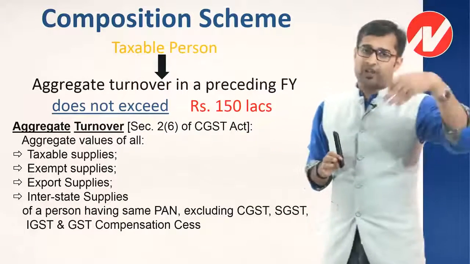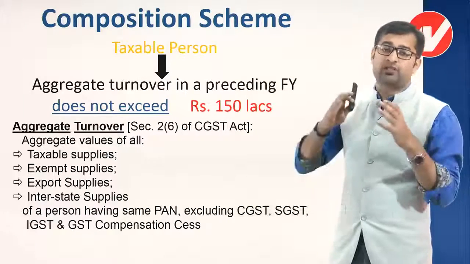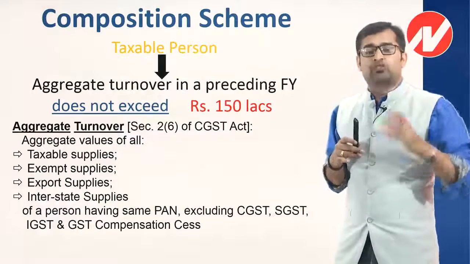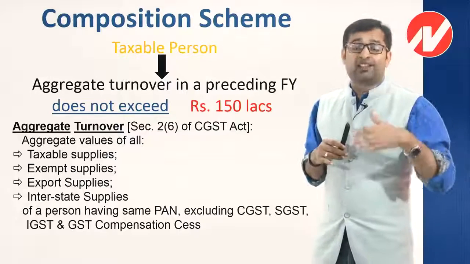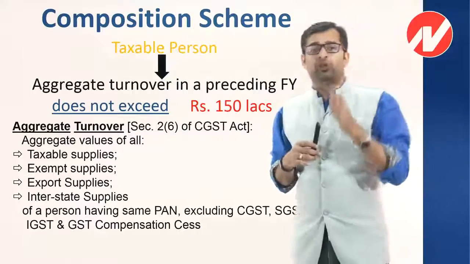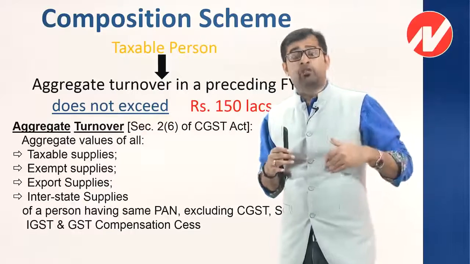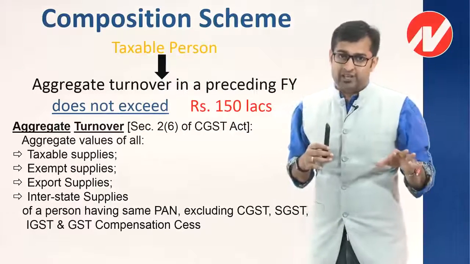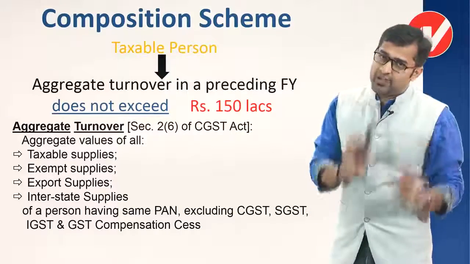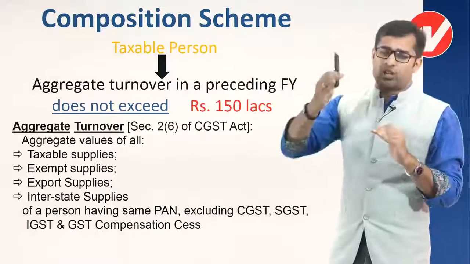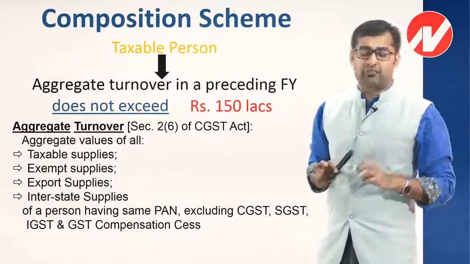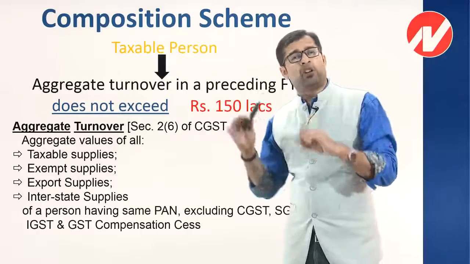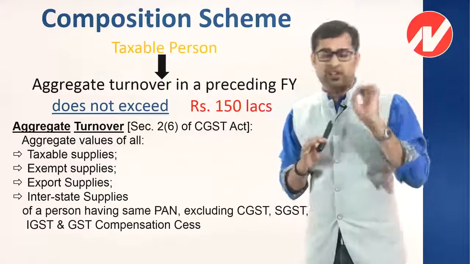So the point which I am trying to make you understand is that during the year you cross the limits, you are out of composition scheme. That does not mean your entire turnover will be out of composition scheme. Whatever turnover you have reached till that limit will always remain under composition scheme, and tax on it will be as per composition. The turnover after that, when you opt out of composition scheme, you have to pay tax at a normal rate. The composition turnover will always be considered as per composition scheme.